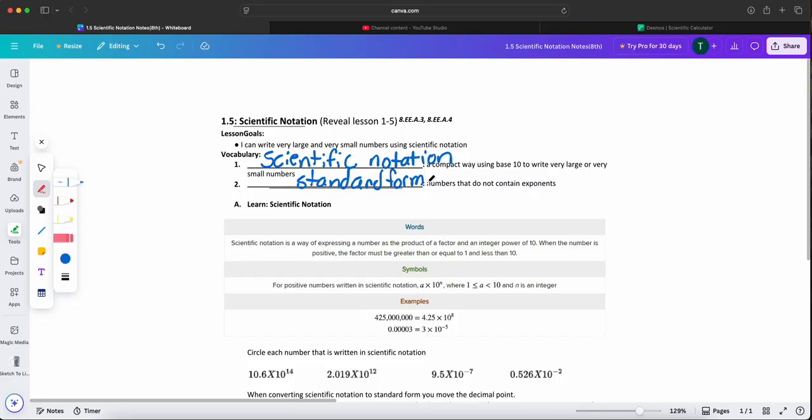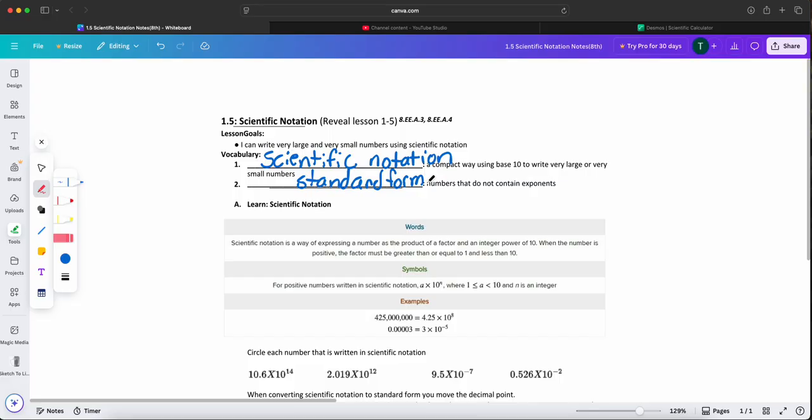Scientific notation is a way of expressing a number as the product of a factor and an integer power of 10. When the number is positive, the factor must be greater than or equal to 1 and less than 10. For positive numbers written in scientific notation, a times 10 to the n, where a is greater than or equal to 1 but less than 10. So the number in front of the decimal has to be between 1 and 9, and then it can have a string of numbers after the decimal. But that first number has to be between 1 and 9 is what this is saying.